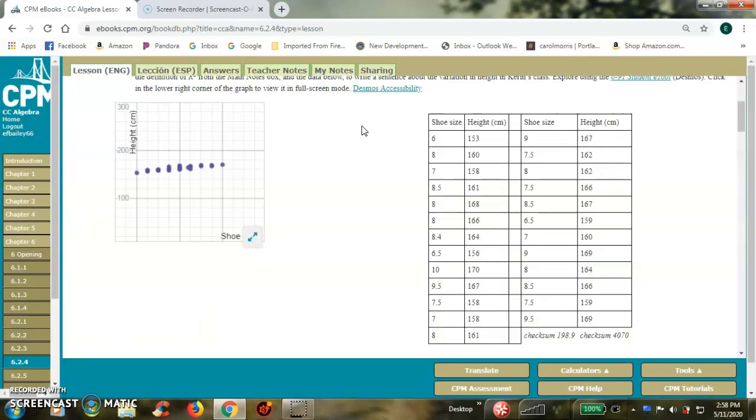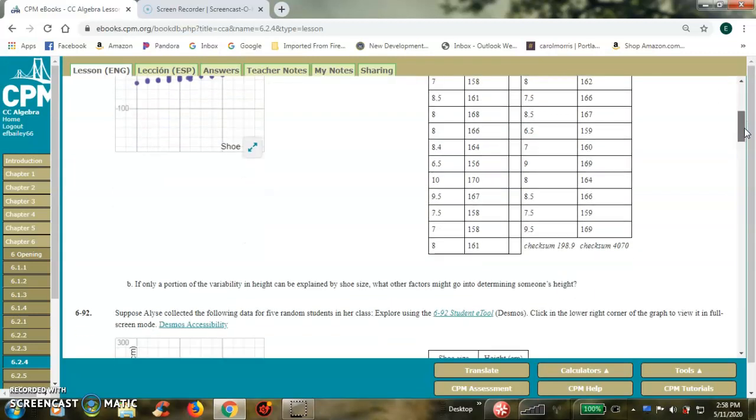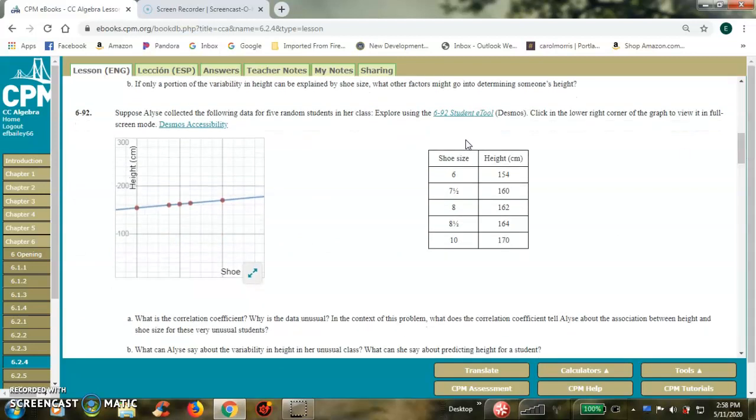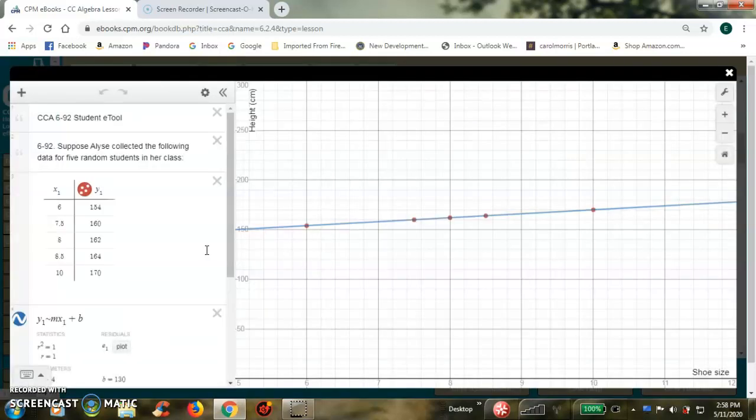And that's as far as we're going to go, just taking a look at R squared and seeing how that relates to the real world. Let's take a look at this one. Suppose Elise collected the following data for 5 random students in her class. So this is a very small sample, but she also collected data on shoe size and height. If you look over here at the graph, you can see that all of those are on the same line. Again, not realistic, but the text put this here so that you could get a sense of how that works in terms of R and R squared.